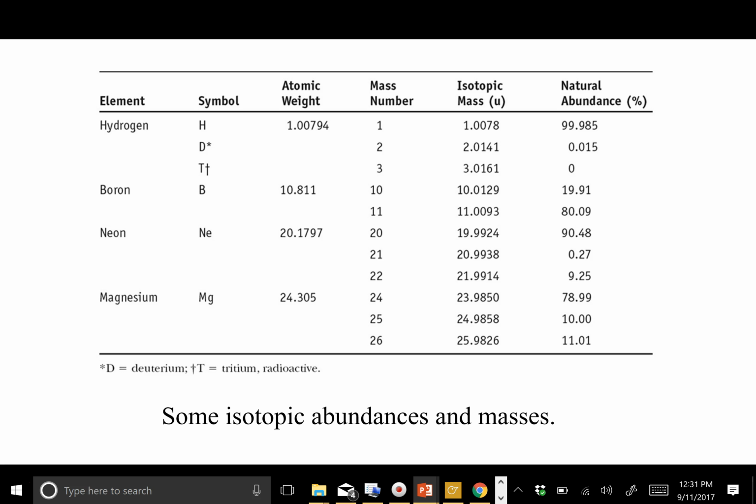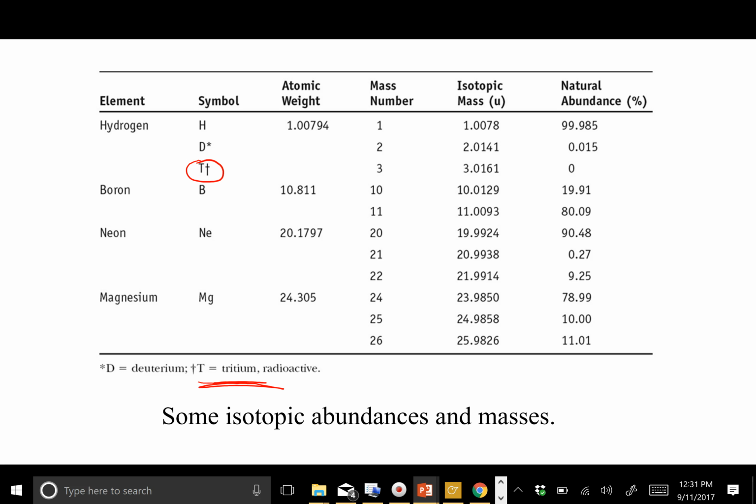This is a table with some other elements. So I mentioned hydrogen and deuterium. Notice this actually shows a third isotopic form of hydrogen. It's called tritium, but this asterisk means that it's not very stable.